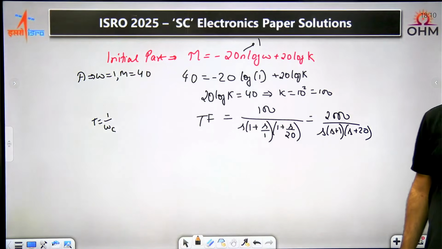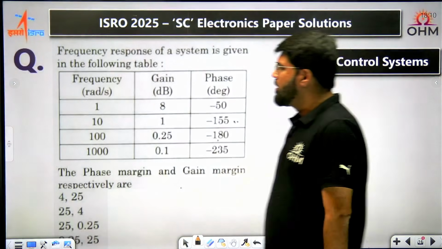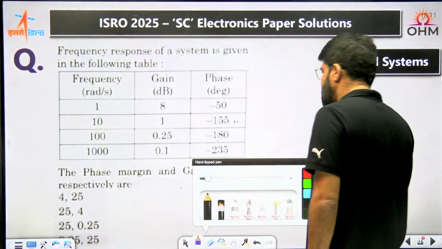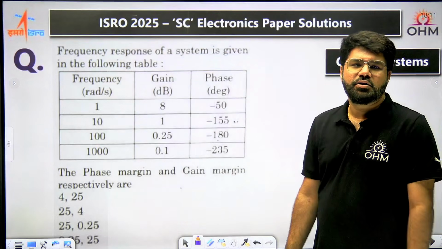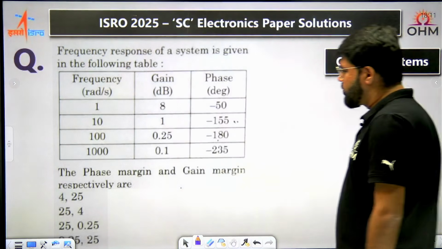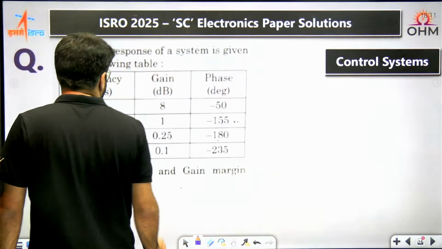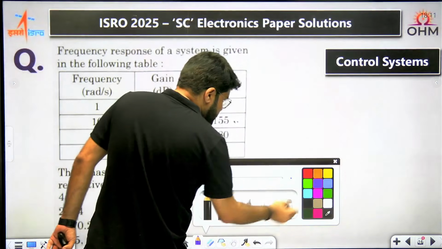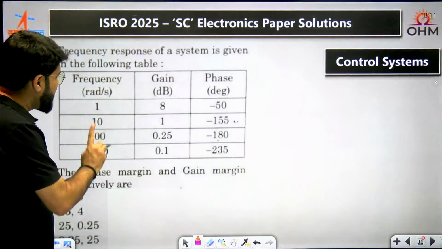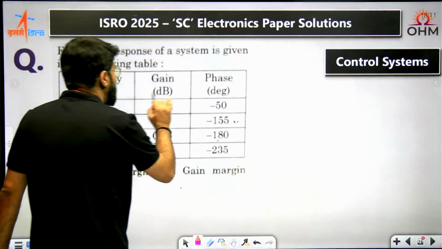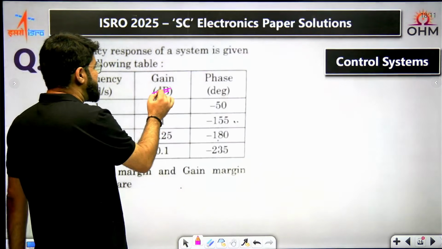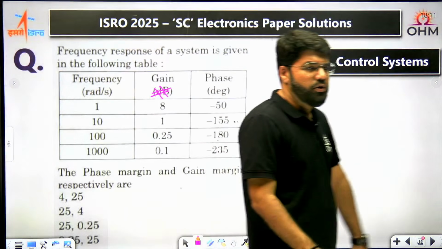Done? All right. The frequency response of a system is given in the following table. What is the phase and the gain margin of the system? Easy one only, because it's a basic definition if you know for phase and gain margin. Now see, this is 100% an incorrect question. This gain is not in decibel, it has to be in decibel. Make it very clear, because if it is in decibel, answers are not going to match for you.